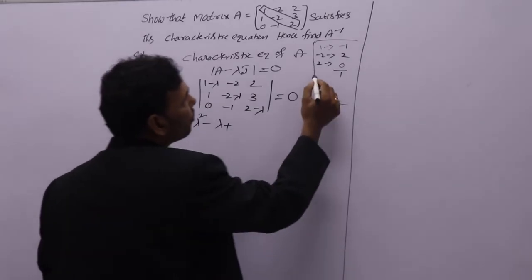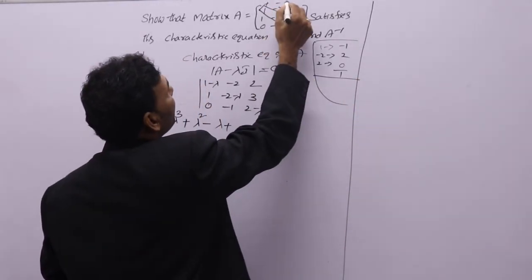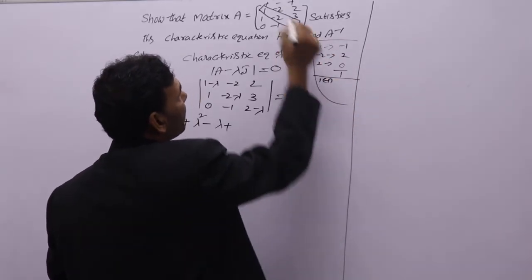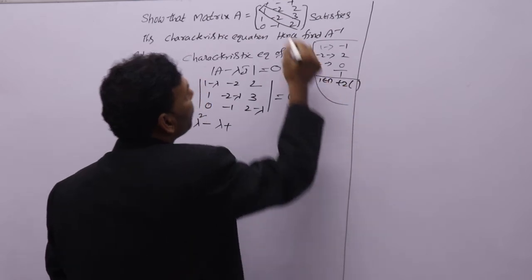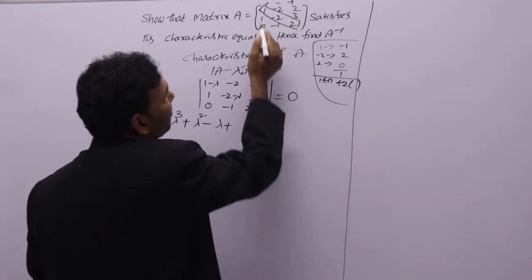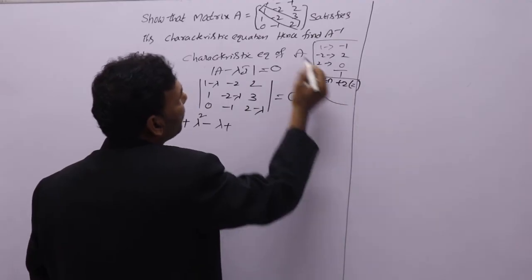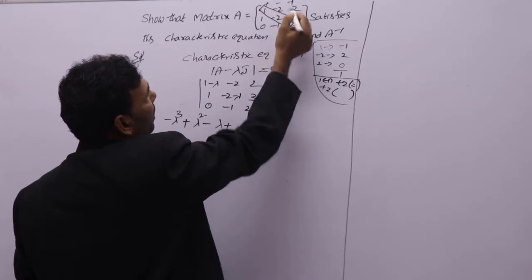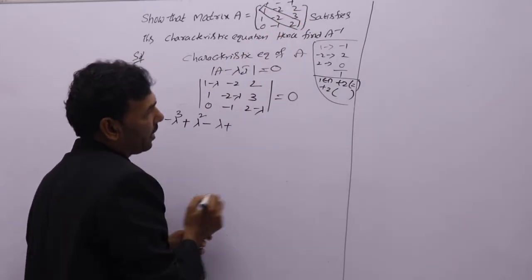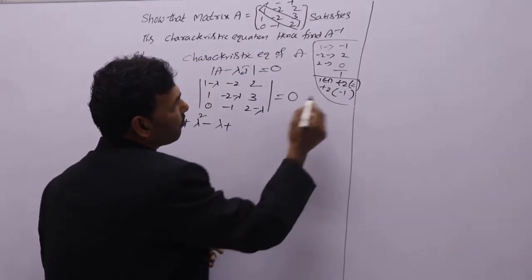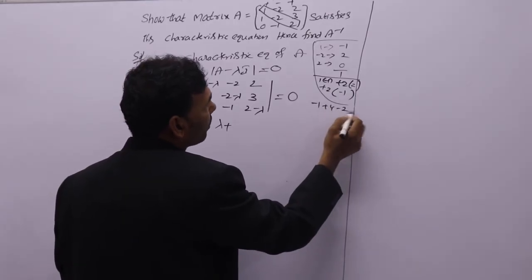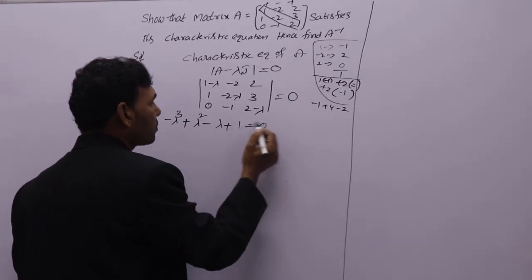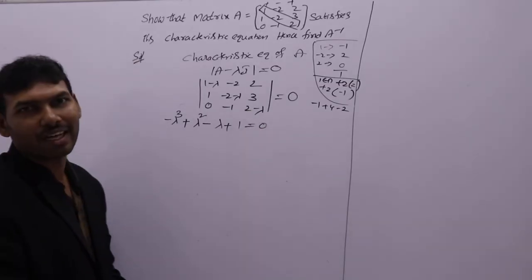Det A, you know how to calculate det A. Plus minus plus. 1 into 1 cofactor is here, minus 1. Plus 2 into 2 corresponding column and row are eliminated, 2 minus 0, 2 you will get. Finally, the last element cofactor: plus 2 into 2 corresponding column and row are eliminated, minus 1. So what you will get: minus 1 plus 4 minus 2. So 4 minus 3, this one also 1. So this is the characteristic equation.